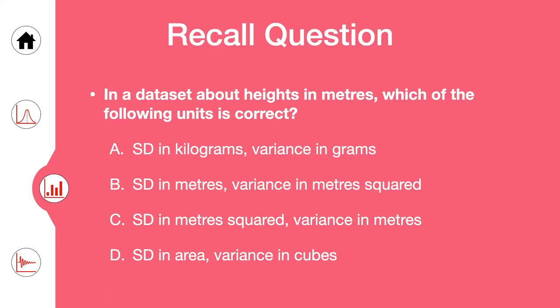Let's have a small recall question here. In a data set about heights in meters, which of the following units is correct? You can pause the video now and try to answer this on your own. All right, the answer to this question is B. Why? When we have a data set about heights in meters, the standard deviation would also be in meters because we said it would be in the same units as the data set. Whereas the variance would be in meters squared.